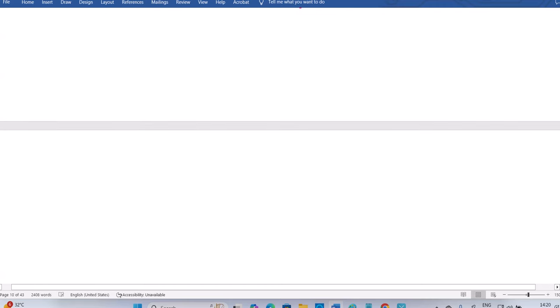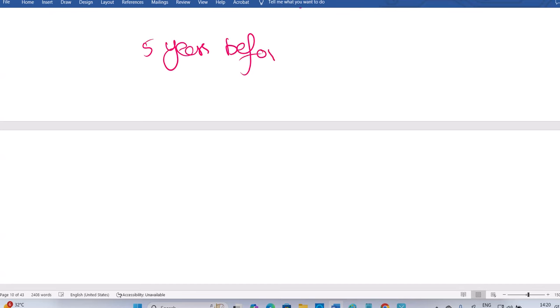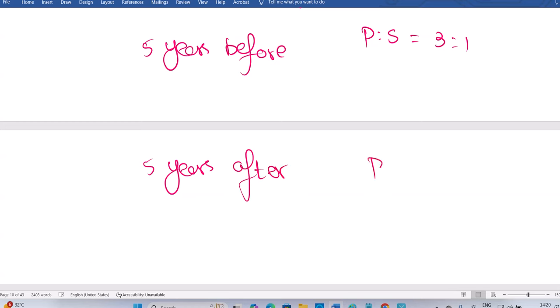Fine. Now, for this question, I don't want to entertain any equations or formulas. So 5 years before, what is the age? 2 is to thrice, right? So, 3 is to 1. 5 years after, 2 is to 1. Okay. This is simply playing with the ratio.